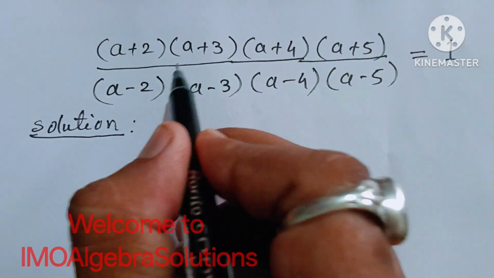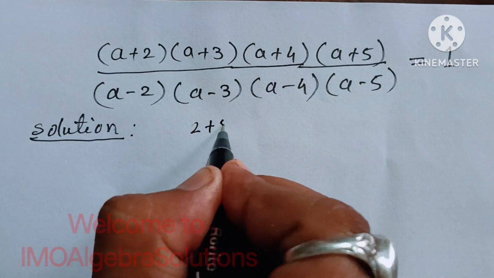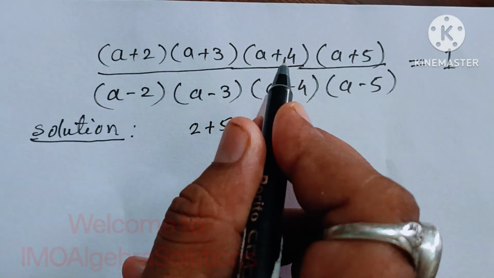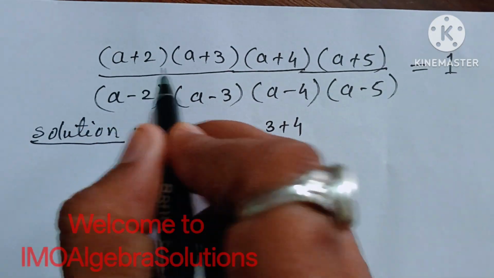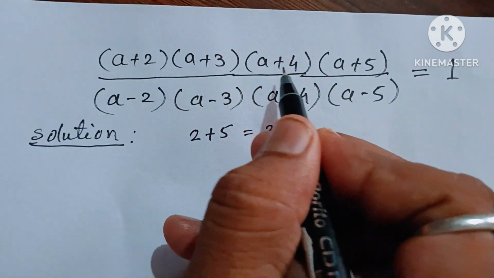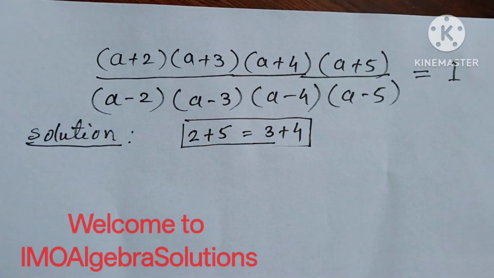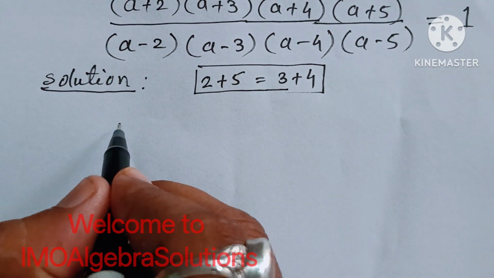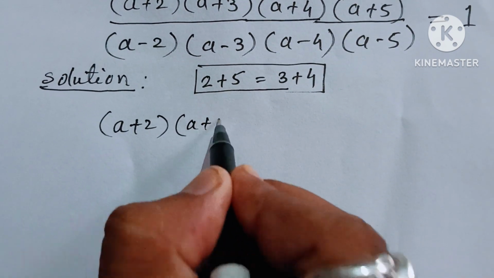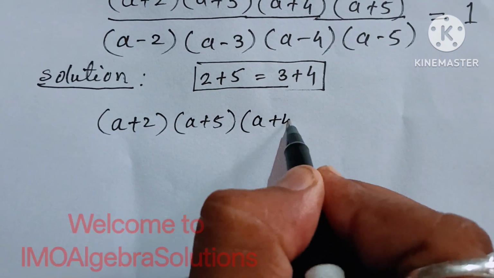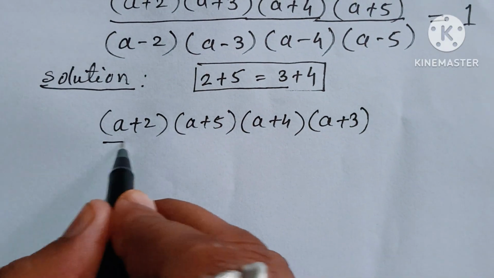So let us see the solution. Here we have 2 plus 5 equal to 7, and 3 plus 4 also becomes 7. So we write (a+2), then (a+5), then (a+3) and (a+4) as it is. Okay, so we can write (a+2), (a+5), then (a+4) and (a+3), no problem.